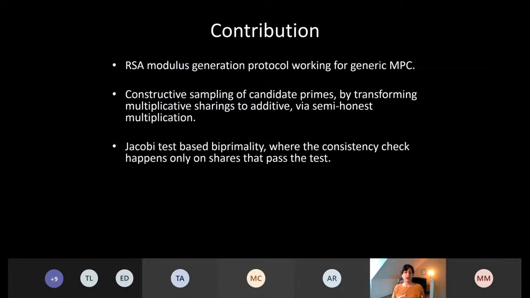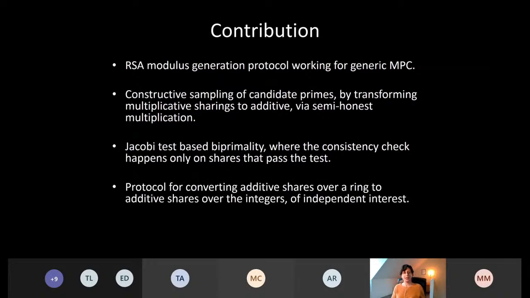Then we have biprimality testing that's based on a Jacobi test. And the consistency check, which again adds the active security for this part of the protocol, comes only if the test passes. So that again adds to the efficiency of the protocol. And we have several sub-protocols. Some of them I will discuss when we go into a more step-by-step explanation of the protocol, but one of the most interesting ones is that we can convert additive shares over a particular modulus to additive shares over the integers. And we think that this protocol can be of independent interest.